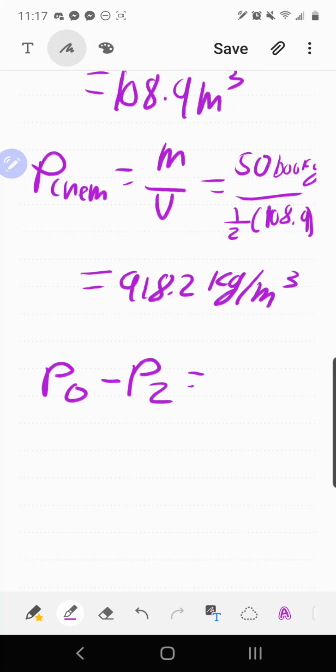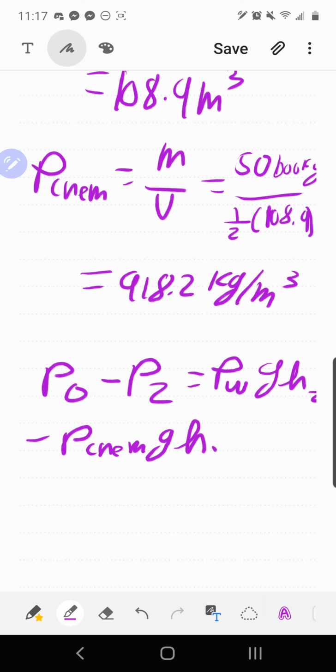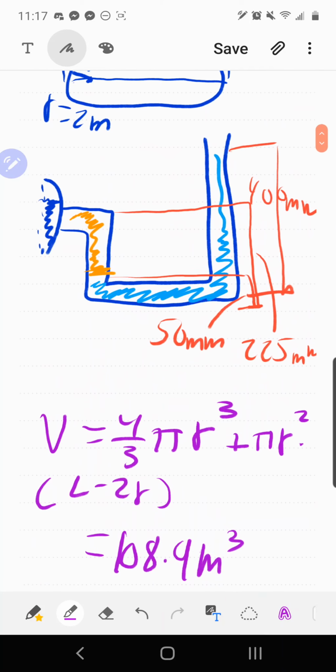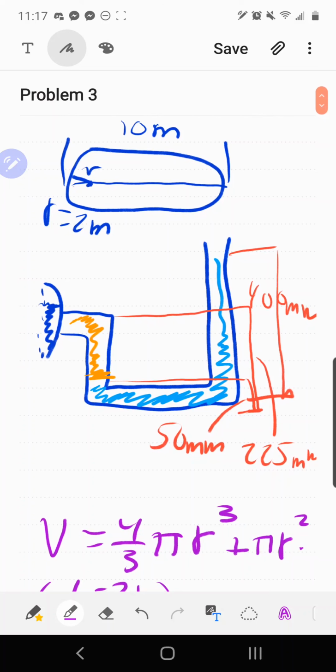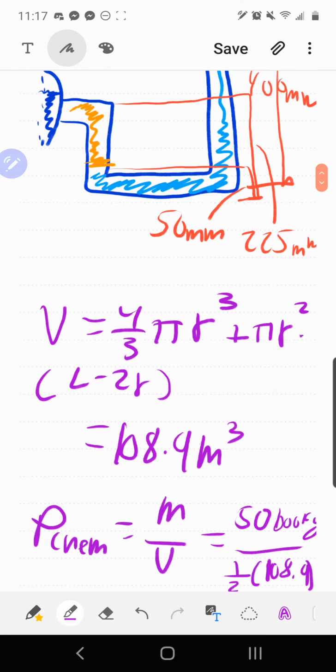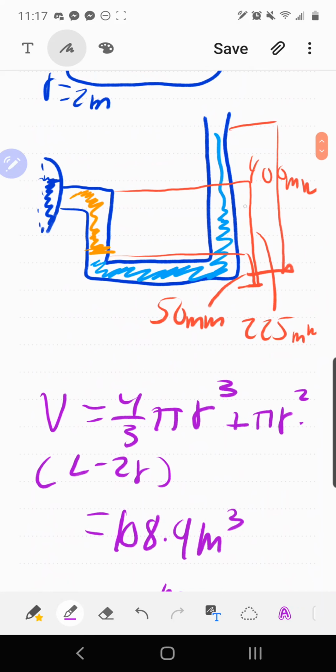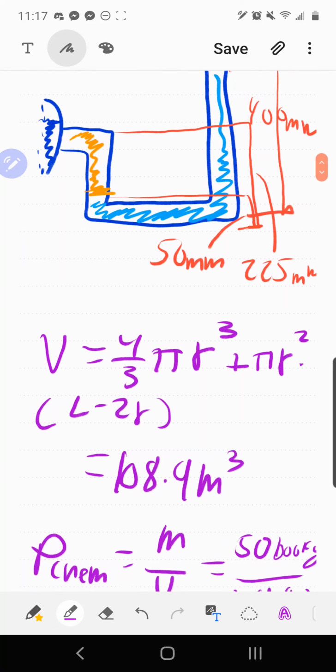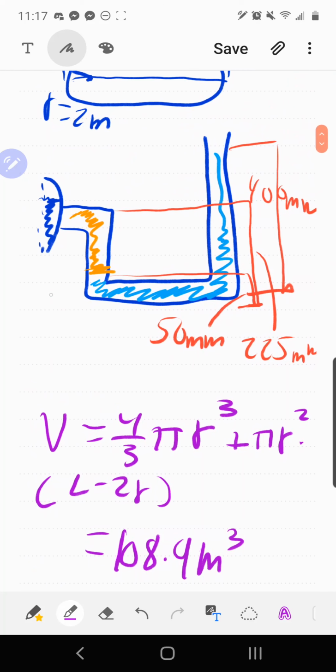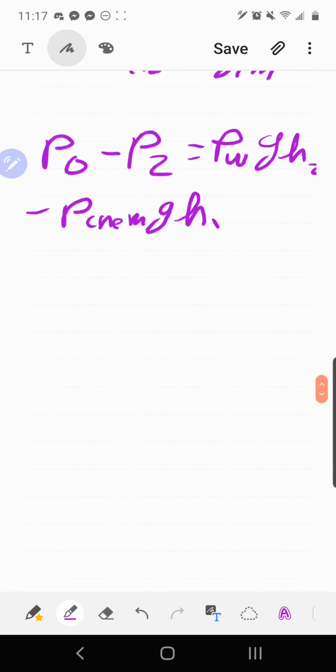P0 minus P2 is equal to rho of water times g times H2, minus rho of the chemical times g times H1. If you need to understand why it's H1 and H2, we are calling the height of the water H2 and the height of the chemical H1, and these two heights are subtracted from each other. The height of the water, you have to subtract this portion, so the height of the water is going to be 400 minus 50. That's what we come up with.